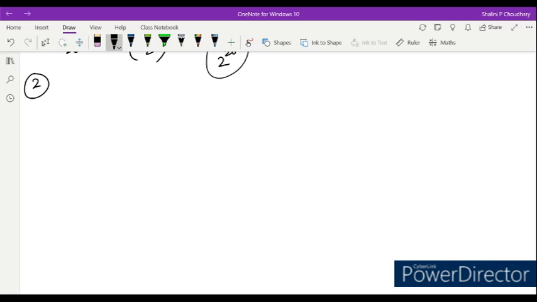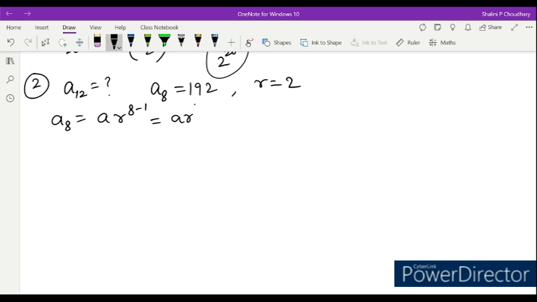Find the 12th term. So we have to find out a12, for the GP where the eighth term is given as 192, and the common ratio r is given, equal to 2. So how can we find it? a8 is given as 192. It means a8 will be equal to a r to the power n minus 1, and here n is equal to 8, so it will be 8 minus 1, that is a r to the power 7. So a8 equal to 192 is equal to a r to the power 7.